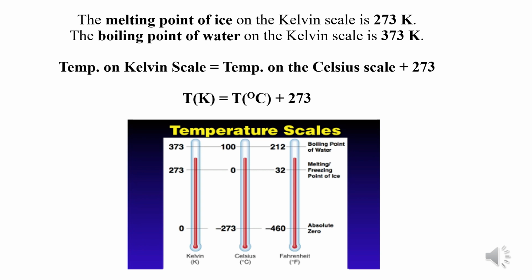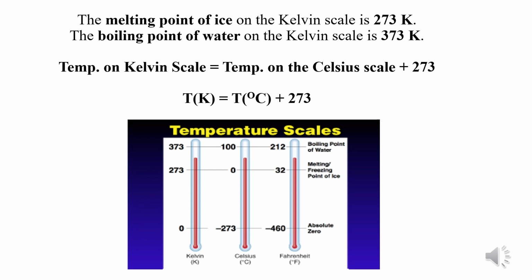Now there is a relationship which will help us to convert the Kelvin scale to degree Celsius or degree Celsius to Kelvin scale. So there is a relationship given on the screen, as you all can see. Temperature on Kelvin scale is equal to the temperature on the degree Celsius plus 273.